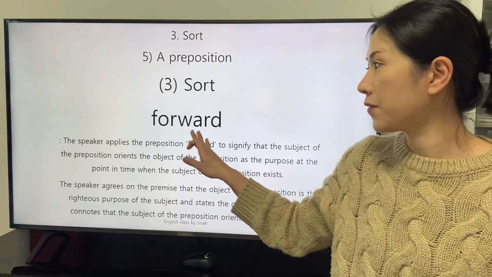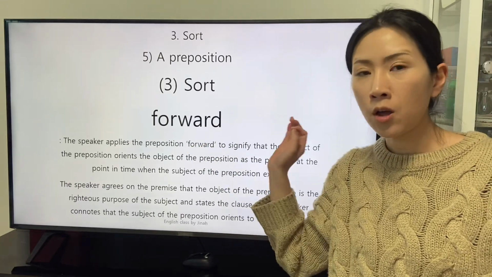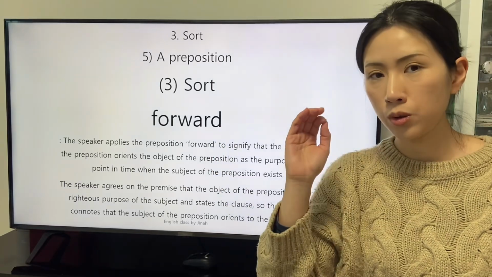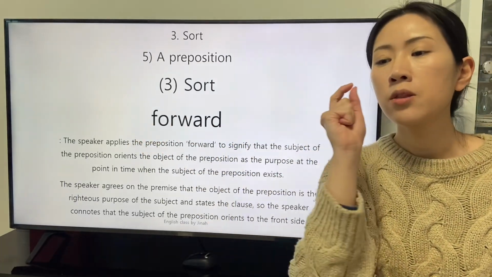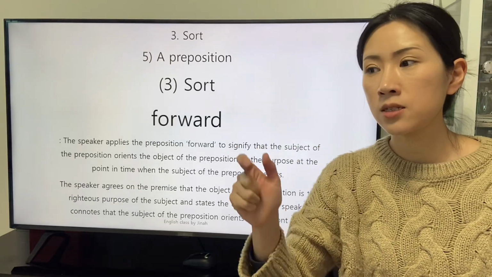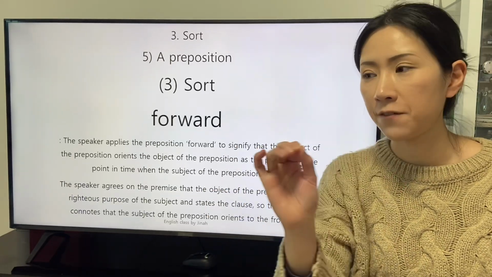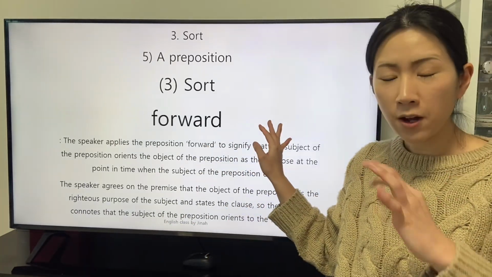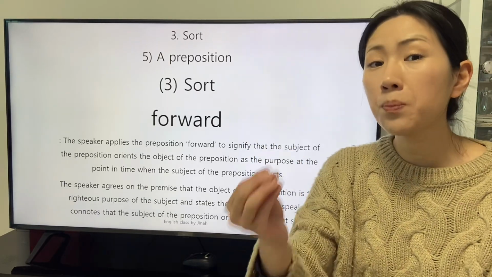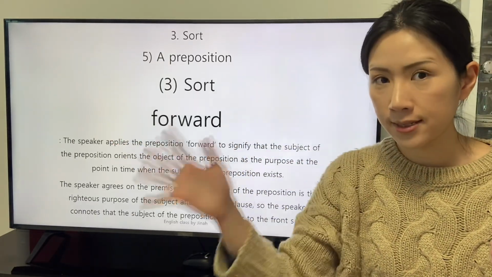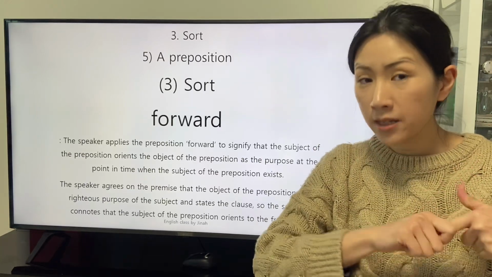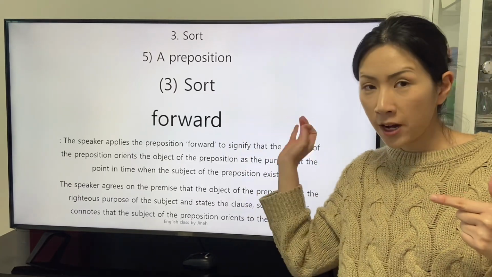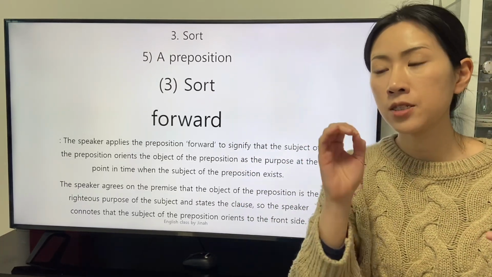As we can see, the form of the preposition forward has the suffix word to the preposition for. So the definition of the preposition forward is specified from the definition of the preposition for. The preposition forward signifies the object of the preposition forward is the purpose of the subject to orient, and the object of the preposition forward connotes that the object of the preposition forward is the righteous way.